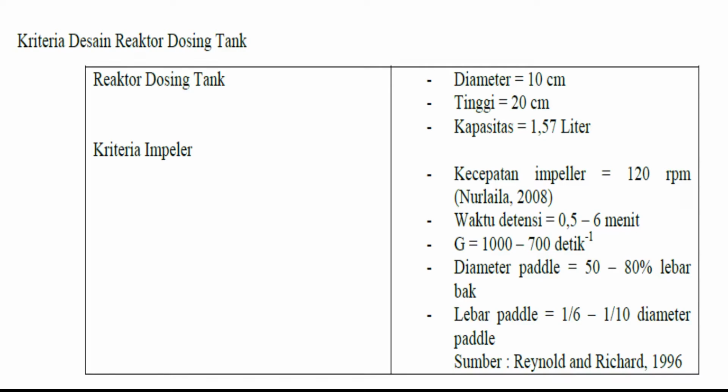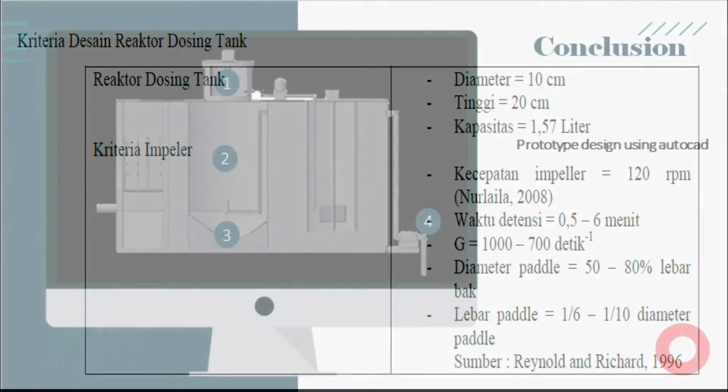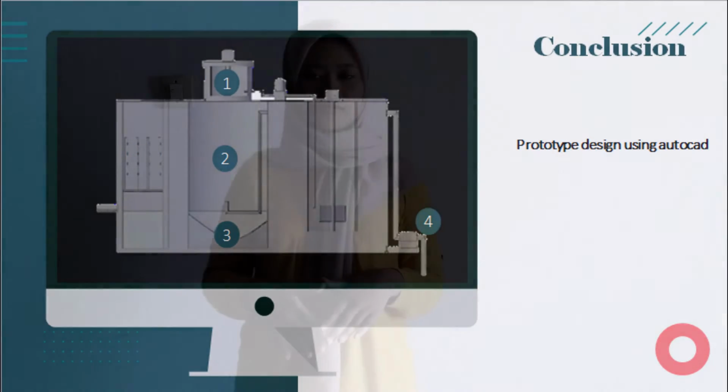In previous studies, it was known that the speed of the impeller of the dosing tank required was 120 rpm. More details can be seen in the following slides. So, the design of the pretreatment to reduce phosphate level of the laundry unit at the DR.R Koesma Tuban Hospital with precipitation and filtration method is drawn using an AutoCAD application, with dimensions according to the design criteria that have been obtained. For more detail, it can be seen in the following picture.